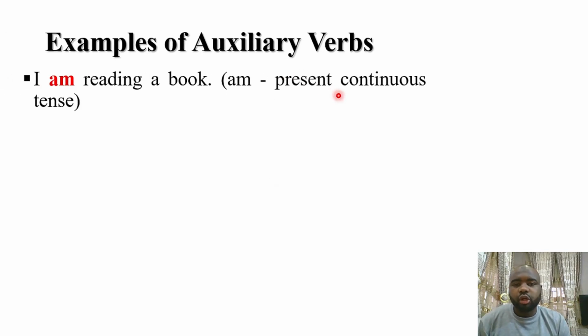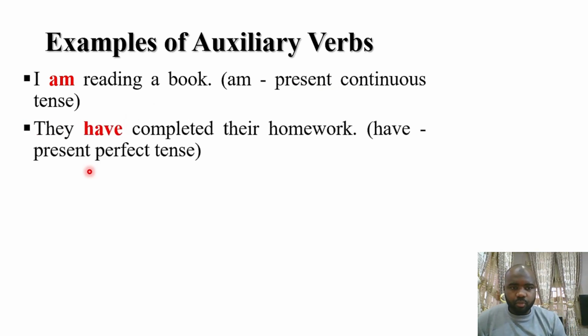Examples of auxiliary verbs. I am reading a book. Now, remember in linking verbs we have similar examples, that I'm a teacher, showing that I am a teacher. But here, I am alongside the main verb reading a book. State of being alongside the main verb reading. I am reading. I am performing the action of reading a book. A present continuous tense. They show tense also.